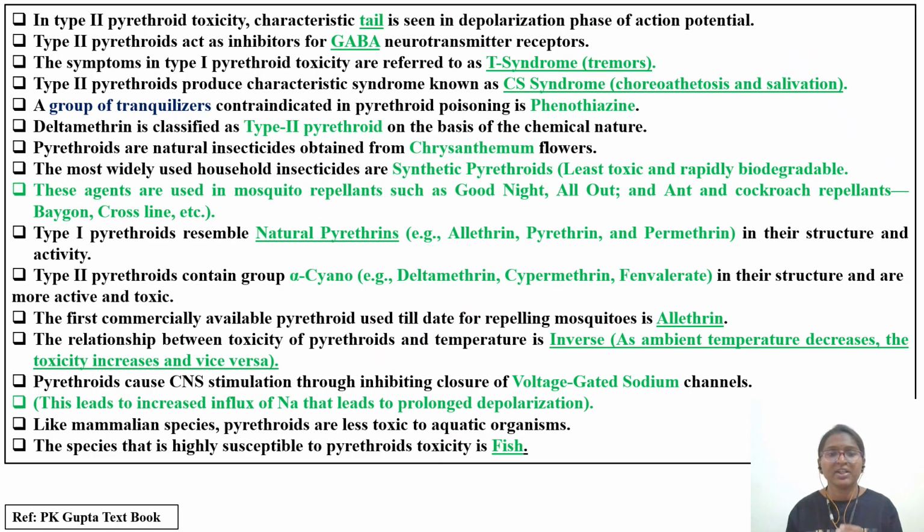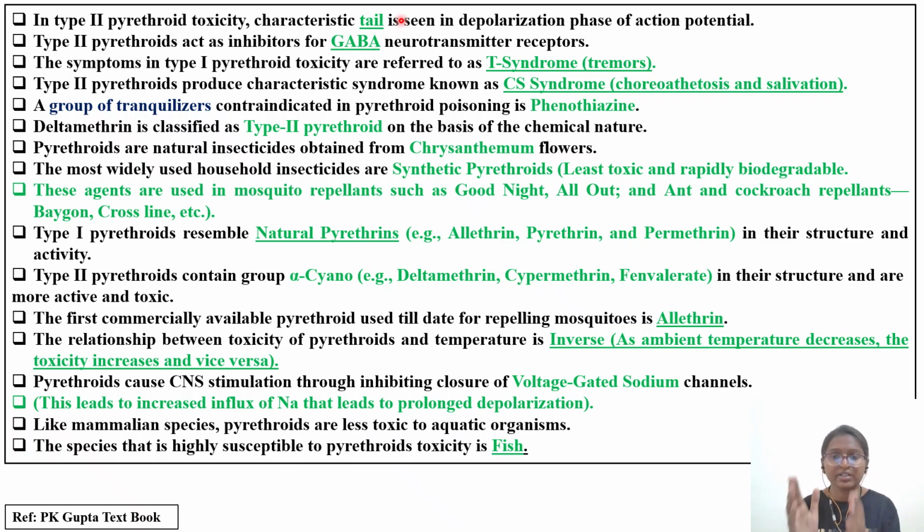Okay, so similarly, some important statements from the same textbook I have kept for you people. As we were discussing about the sodium current, in type 2 pyrethroid toxicity, a characteristic tail is seen in the depolarization phase of the action potential. So in the sodium current, you see the extended tail will be there, no? The characteristic tail you can see in the case of type 2 pyrethroid toxicity.